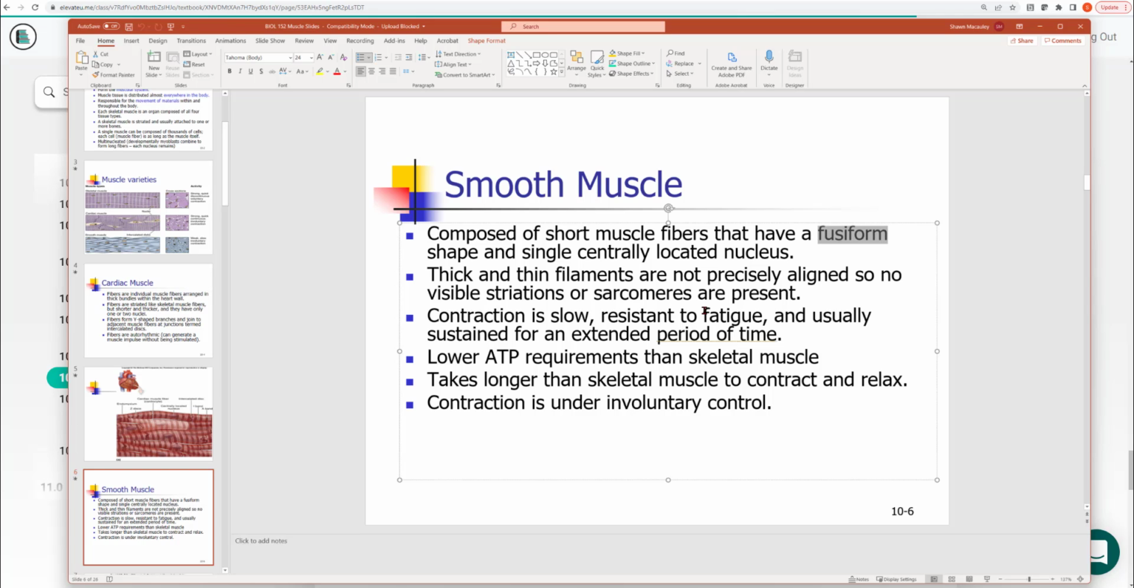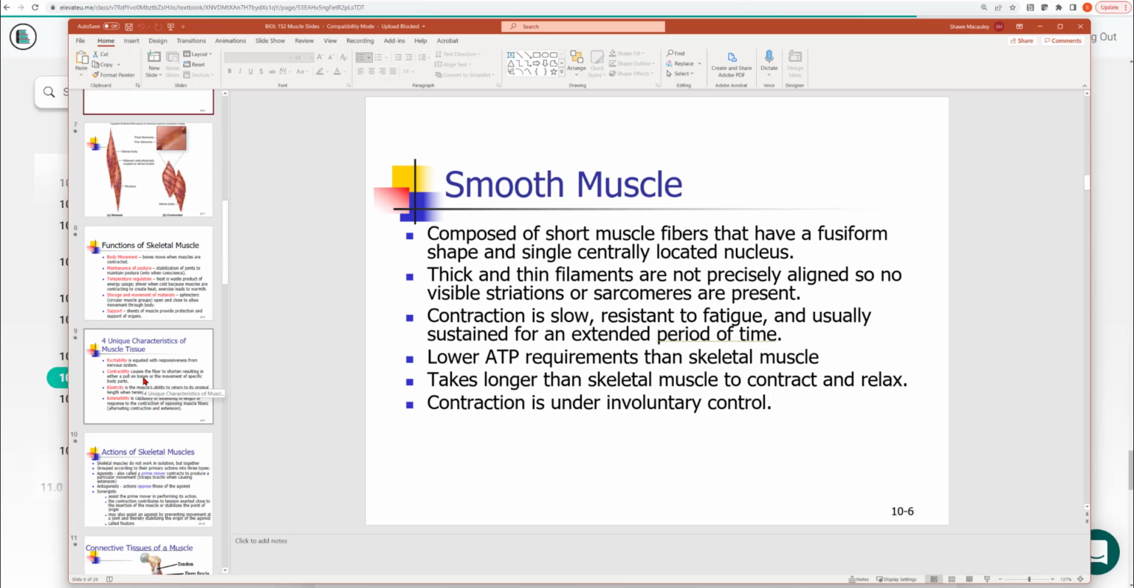It just keeps on going, keeps on going. Because it's slower, it doesn't require as much ATP. Therefore, you would not find as many mitochondria in smooth muscle cells compared to skeletal or cardiac muscle cells. And these cells just move slower, right? They're slower to contract, slower to relax, and you already well know that it is involuntary.